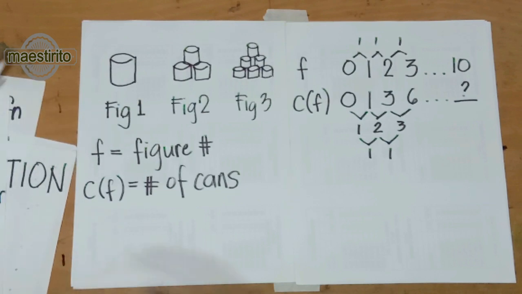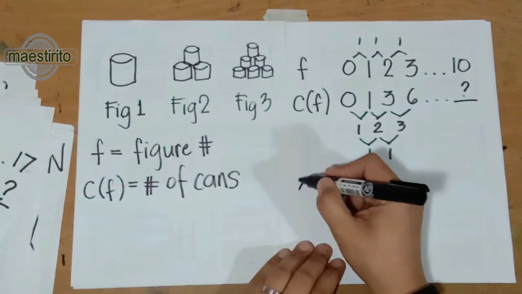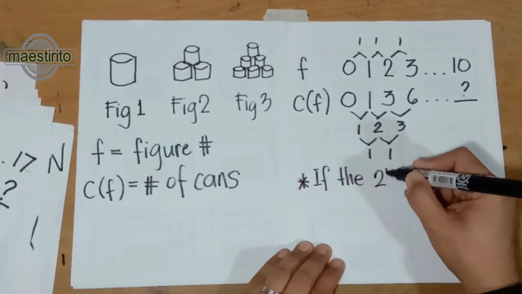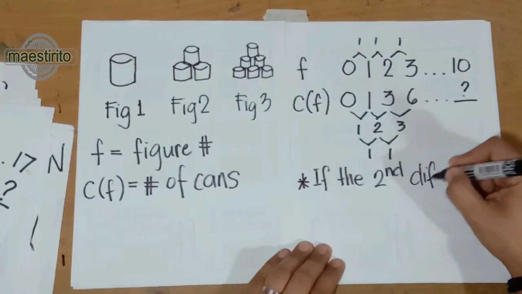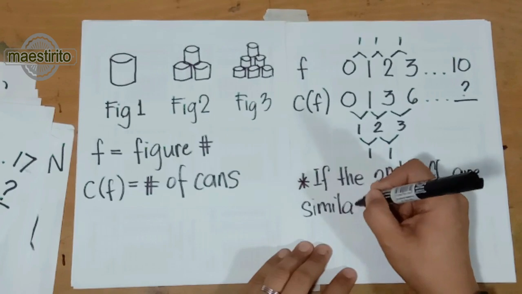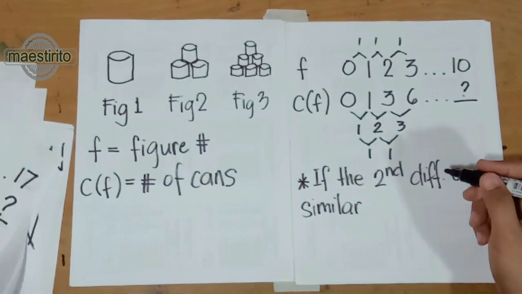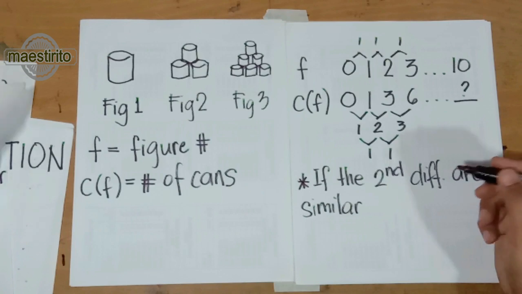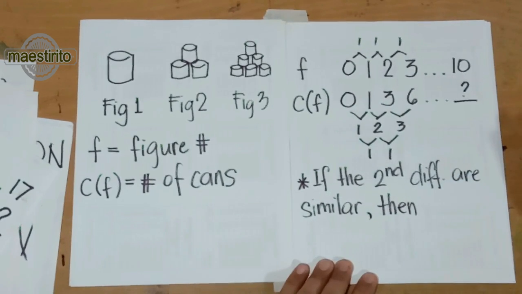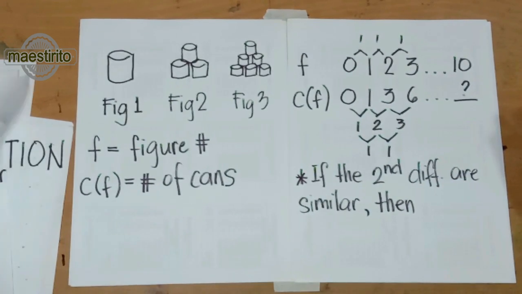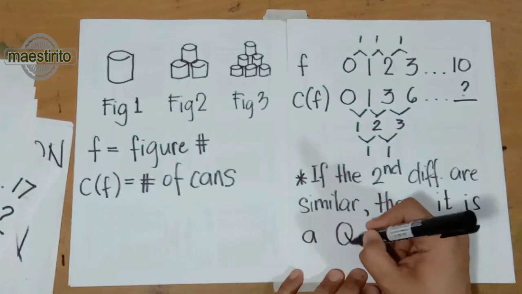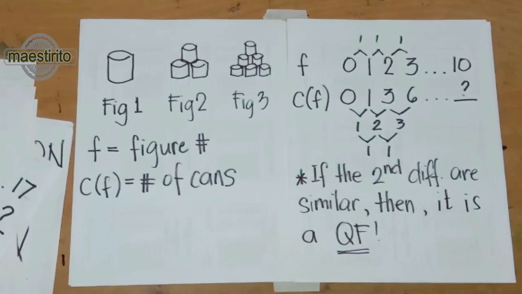dependent variable, then if the second differences are similar or the same for the dependent variable, then this table of values is referring to a quadratic function. Did you get that?